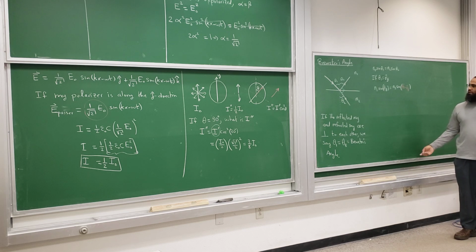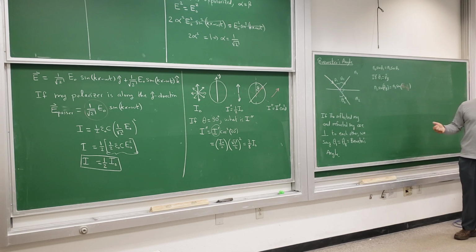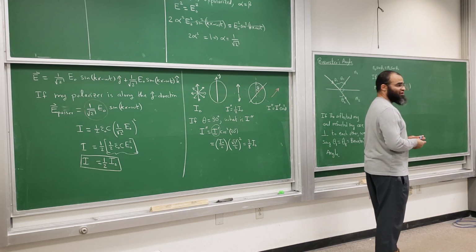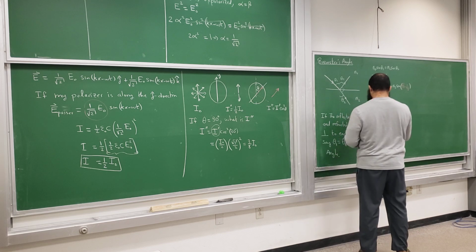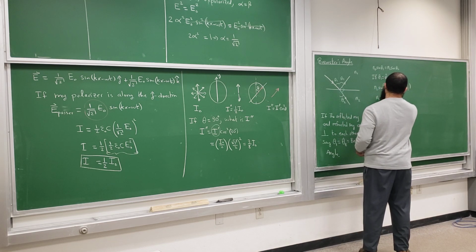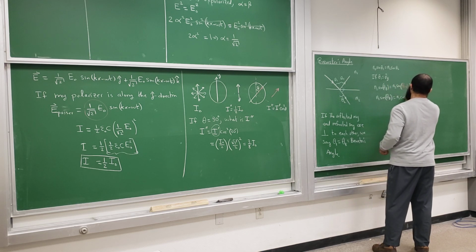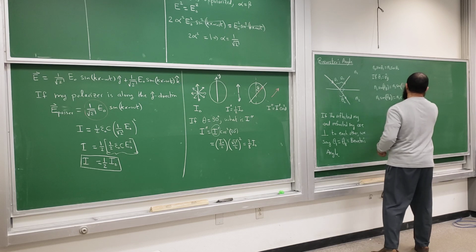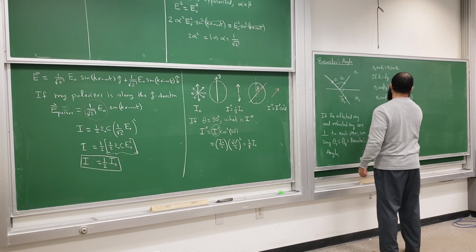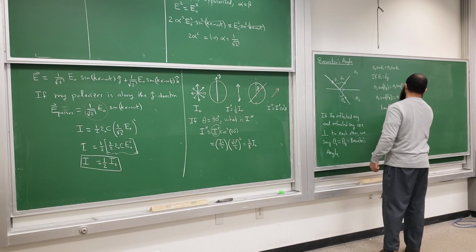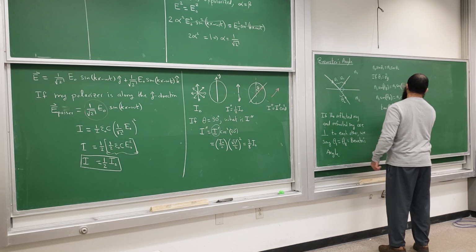Okay? Now, use trigonometry. What is sine of 90 minus theta b? Cosine of theta Brewster, right? Sine of 90 minus theta is the cosine of theta. So you get n1 sine theta b will equal n2 times the cosine of theta b. Divide both sides by cosine and then both sides by n1. Then sine over cosine is tangent. Tangent of theta b is equal to n2 over n1.